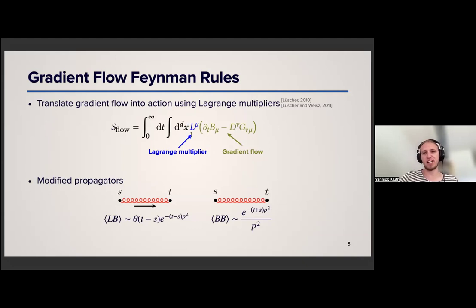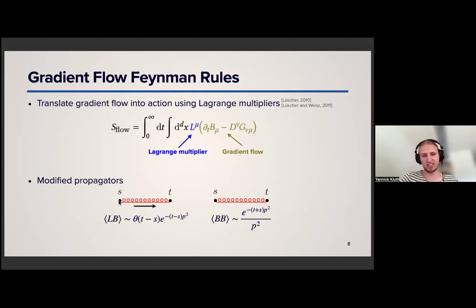If you expand this flow action to first order in the flow gauge field, we have a quadratic term in L and B, the Lagrange multiplier and the flow gauge field. If you now try to solve the free theory, you see that the propagator for this type is given by this form here. In particular, we don't have the typical 1/p squared that we have from a standard propagator, but we simply have this exponential damping factor and a Heaviside theta function. This Heaviside theta function ensures that the direction where this flow line flows to has a higher flow time t at the vertex where it flows into than the vertex where it started, which is here the vertex s.